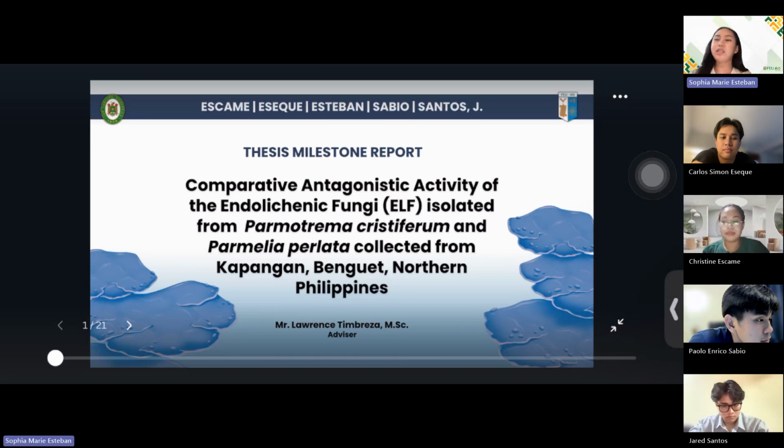Good day, this is Group 10, and we are here to present our thesis milestone report on our thesis study entitled Comparative Antagonistic Activity of the Endolichenic Fungi or ELF, isolated from Parmotrema cristiferum and Parmelia perlata, collected from Kapangan, Benguet, Northern Philippines.